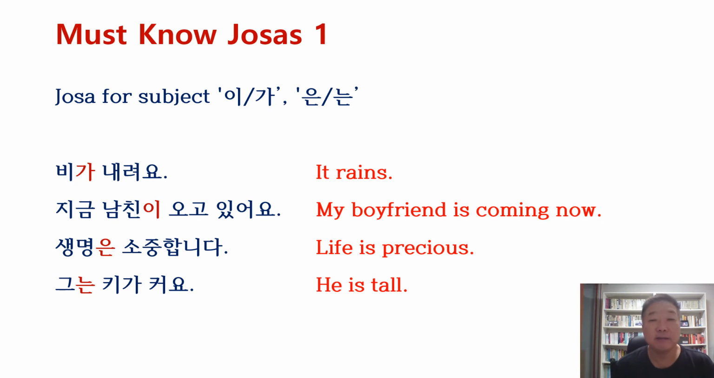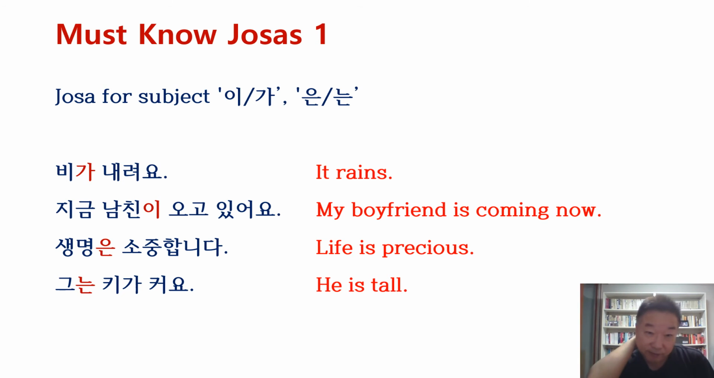Okay. And then now let's learn the essential josas. You have to know these josas. You must know. Well, because they are very frequently used when you talk in Korean. Well, josa for subject. There are a few. 이 and 가 and 은 and 는. Look at this. 비가 내려요. It rains. 비가. 지금 남친이 오고 있어요. 지금 now, 남친 boyfriend and 오고 있어요 is coming. 이 is the 조사. 이 makes 남친 the subject. And 생명은 소중합니다. Life is precious, right? 생명은, 은 is the 조사. It makes 생명 the subject. 그는 키가 커요. He is tall. 그 is the subject. 는 is 조사.